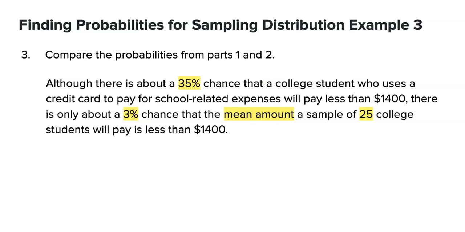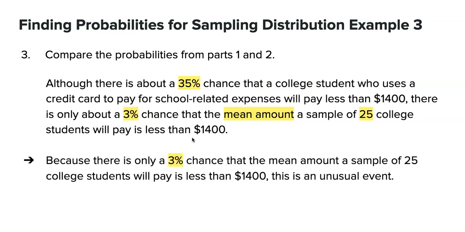All right, so this is it. There is about a 35% chance that a college student who uses a credit card to pay for school-related expenses will pay less than $1,400. But there is only about a 3% chance that the mean amount of a sample of 25 college students will pay less than 1,400. So what they are saying is, if you go out and do this sampling of 25 college students, there is less than a 3% chance that their mean will be less than 1,400, even though about 35% of them actually pay less than 1,400. If you take a sample of size 25, their mean is very much less likely to be less than 1,400. So there's that slight difference between what the first probability and the second one is talking about.